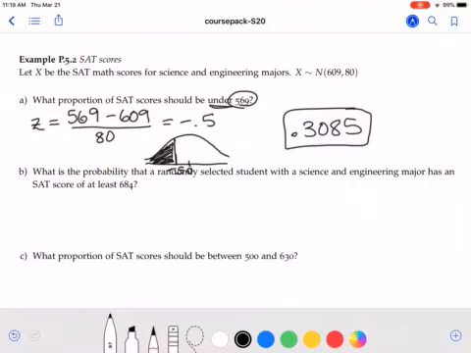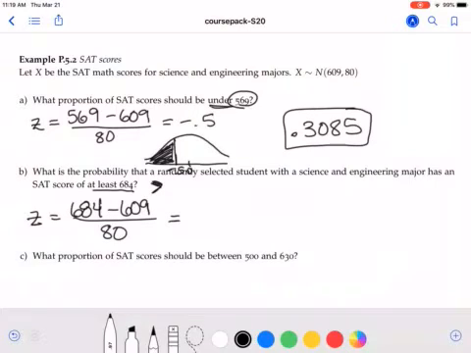If we're looking at the probability a randomly selected student has an SAT score of at least 684, at least is a greater than statement or more than. So we find a z-score again, take the score, subtract the mean of 609, divide by the standard deviation of 80. We will get a z-score of 0.9375. So this time we're looking at the area to the right of this number 0.9375 because we are doing at least.